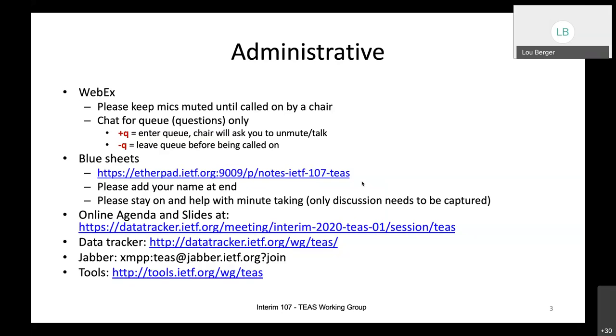For the WebEx chat, we'd like to limit that just for queue control. So if you want to be in the queue, say plus queue. If you want to leave the queue, say minus queue. And if you want to chat at each other, we're going to continue to use Jabber for that. The Jabber information is the usual room. You can find it at the top of the Etherpad if you're looking for it.